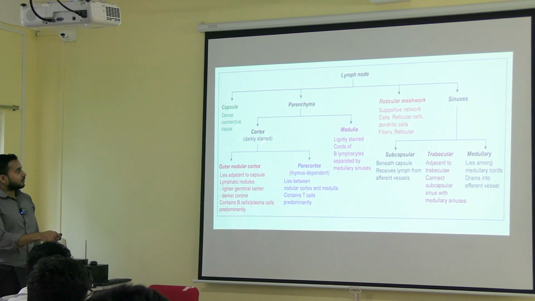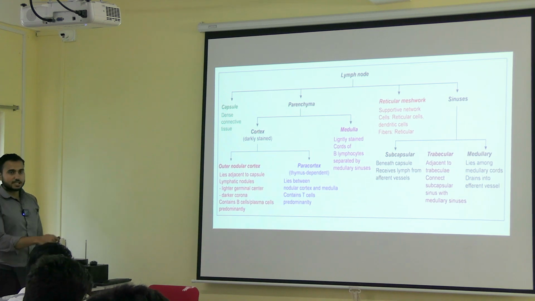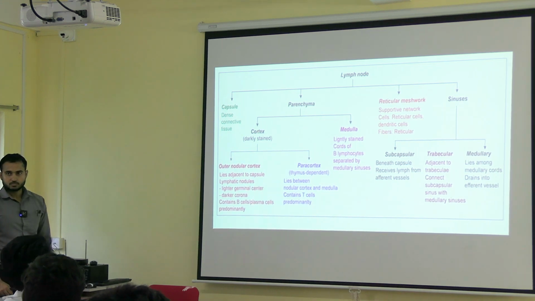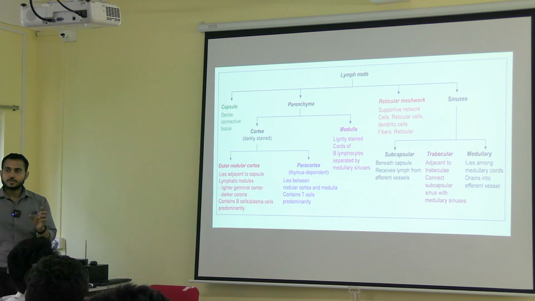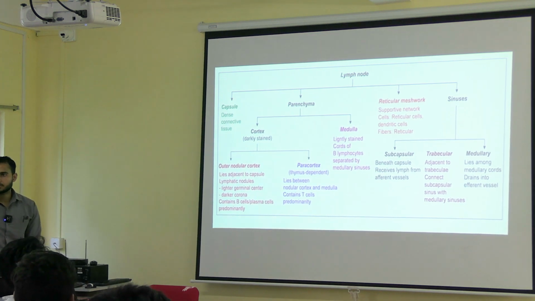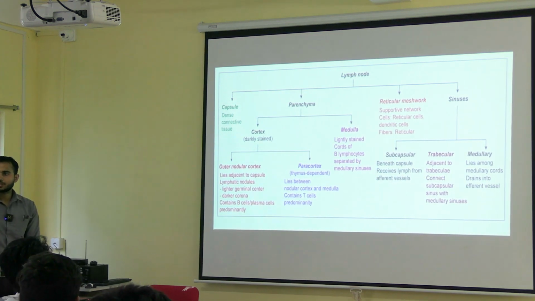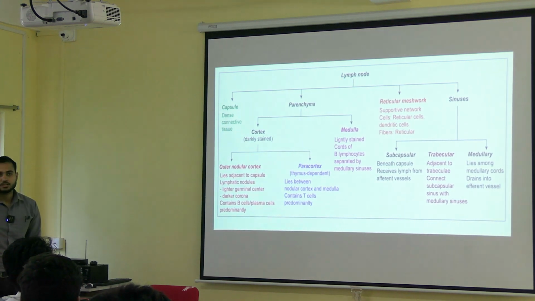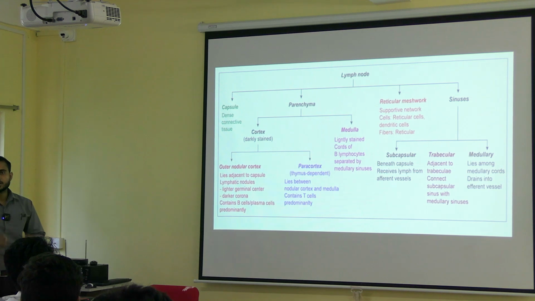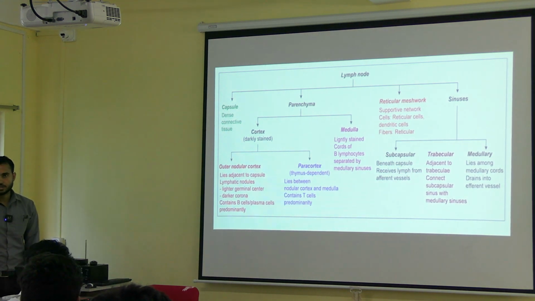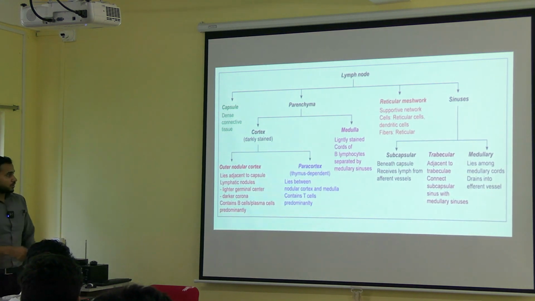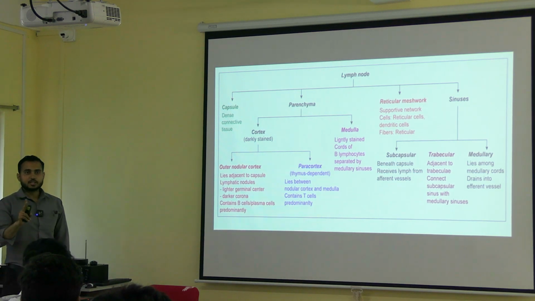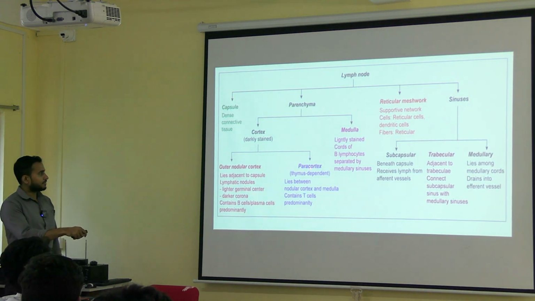ठीक है. Now, what is the appearance of the cortex? It is darkly stained. ठीक है. So always keep that in mind. जितना भी lymphatic organs होता है, अगर उसका cortex है, then cortex is darkly stained. Now, in this case, why it is darkly stained? Because large number of aggregation of lymphocytes are present. Okay. Now, 2 parts are there of the cortex. What are they? These are the outer cortex and paracortex.